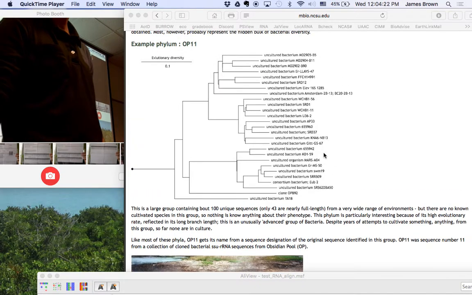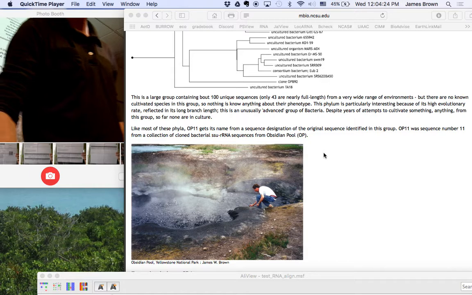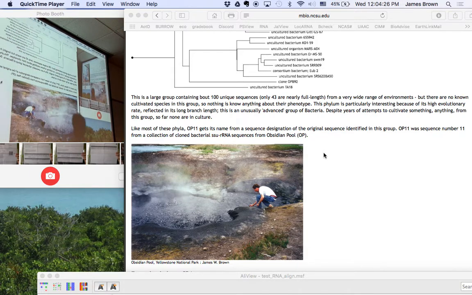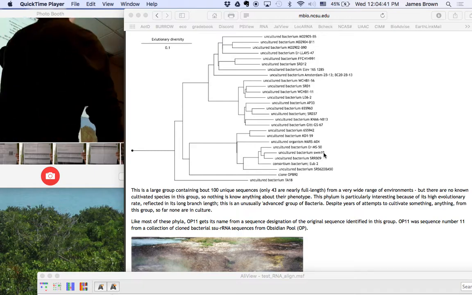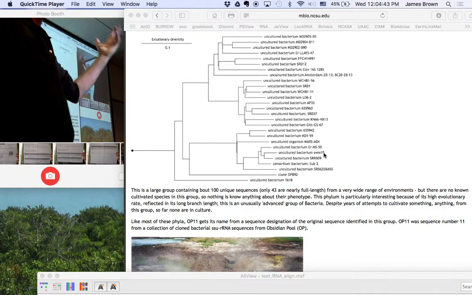This thing was originally isolated from this place, Obsidian Pool. The first sequence of this was from a sample taken right here. But it turns out to be everywhere. And this is where the name OP11 comes from, this was the 11th sequence from Obsidian Pool.